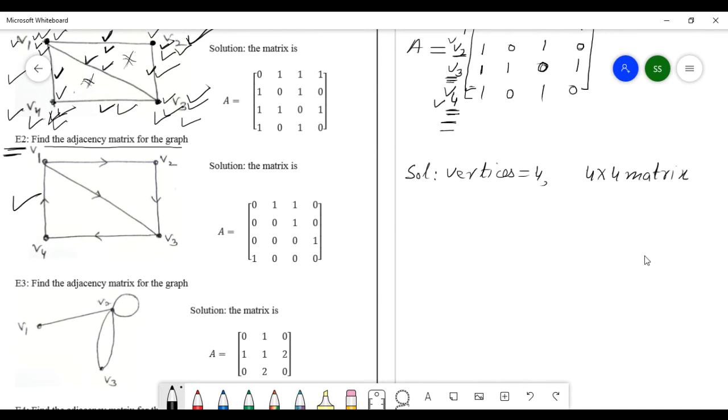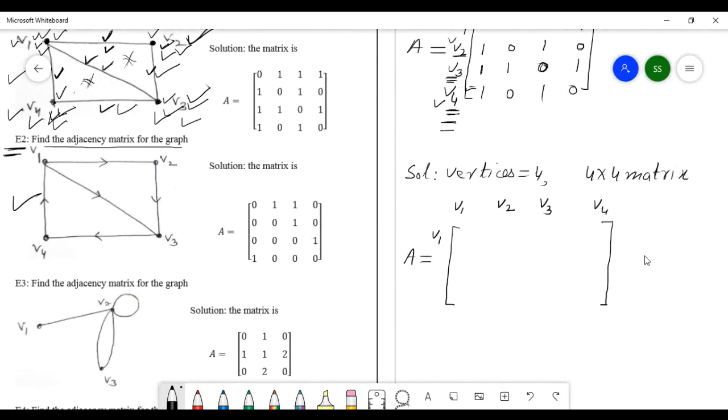You will get a 4 by 4 matrix. So how to write the matrix? A equal to, you will write this way. Okay. So here write vertices V1, V2, V3 and V4 here.